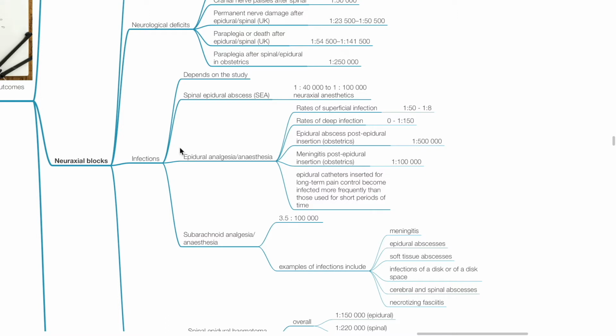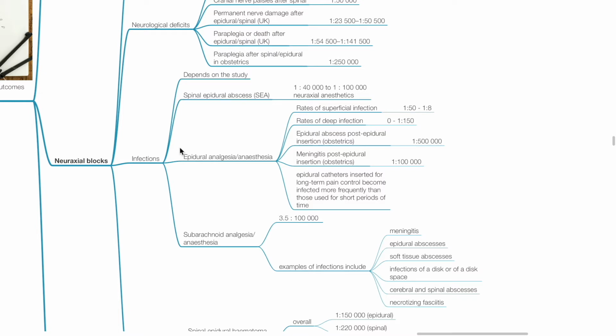Infections. The reported rates depend on the study. For spinal or epidural abscesses, the range is 1 in 40,000 to 1 in 100,000 of neuraxial anesthetics. For epidural analgesia or anesthesia, rates of superficial infection range from 1 in 50 to 1 in 8. Rates of deep infection can be up to 1 in 150.